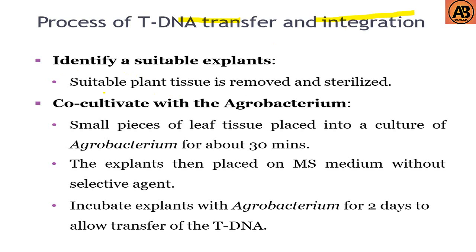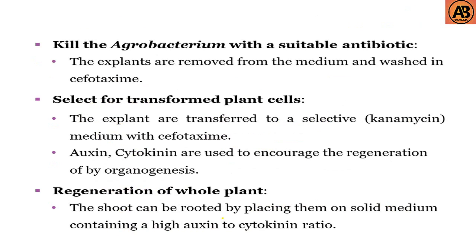Identify a suitable explant. Suitable plant tissue is removed and sterilized. Co-cultivate with the Agrobacterium. Small pieces of leaf tissue are placed into a culture of Agrobacterium for 30 minutes. The explants are then placed on MS medium without selective agent. Incubate explants with Agrobacterium for 2 days to allow transfer of the T-DNA. Kill the Agrobacterium with a suitable antibiotic.